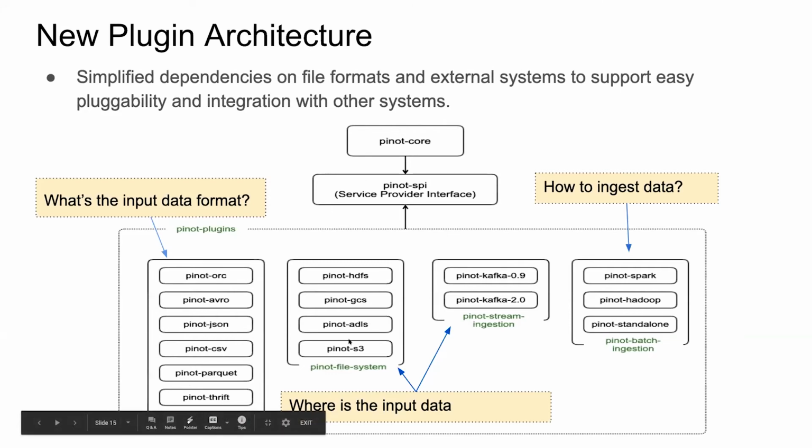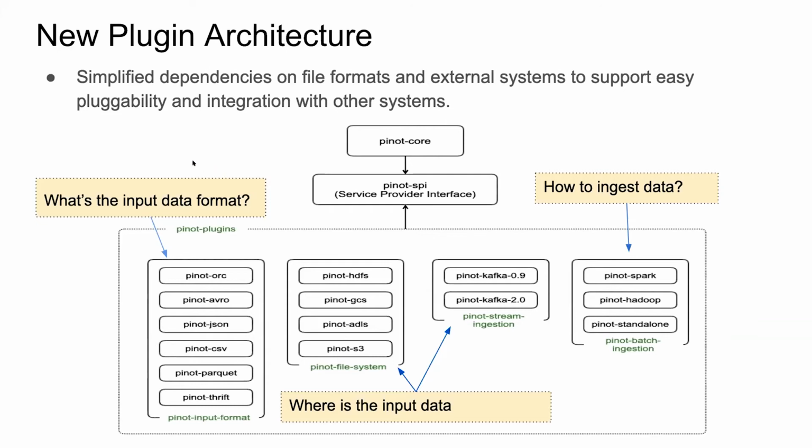Then the file system, basically where your data resides. It could be on Hadoop, or it could be Google Cloud, Azure, or S3. Then are you doing stream ingestion through Kafka, or batch ingestion through Spark, Hadoop, or standalone? So this modularized the overall static structure of Pinot and simplified the dependency diagrams.